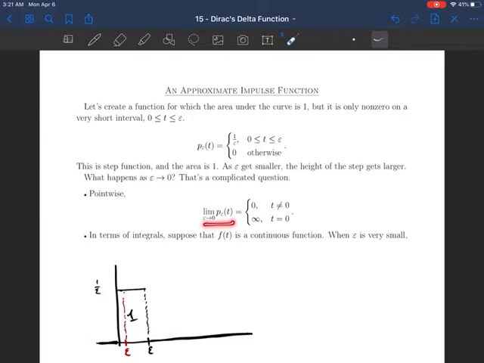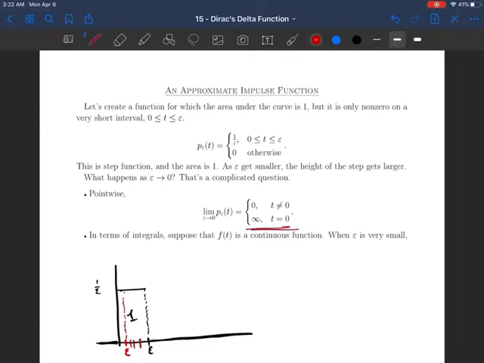Okay, so what are we doing with this? Well, what happens as epsilon starts to get closer and closer to 0? That's a little bit of a complicated question. As a pointwise limit, so if you look at what happens at any individual point along the x-axis, eventually epsilon gets below it and the value of the function is 0. So the limit of this function is 0 for every point except t equals 0. At t equals 0, it keeps getting higher and higher and higher, so the limit goes to infinity. In fact, the limit doesn't exist.